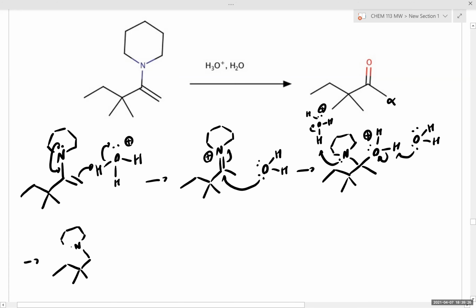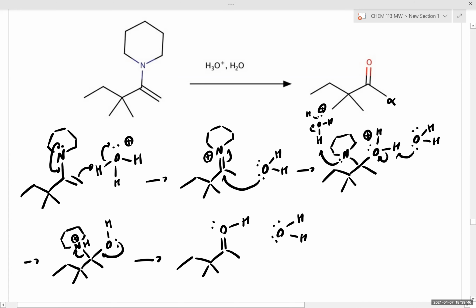Now that we've activated our amine as a leaving group, and we have an available lone pair on oxygen, we're going to kick the lone pair down, and that in turn gives us our protonated ketone, which can be readily deprotonated to give a neutral isolable species via deprotonation with water.